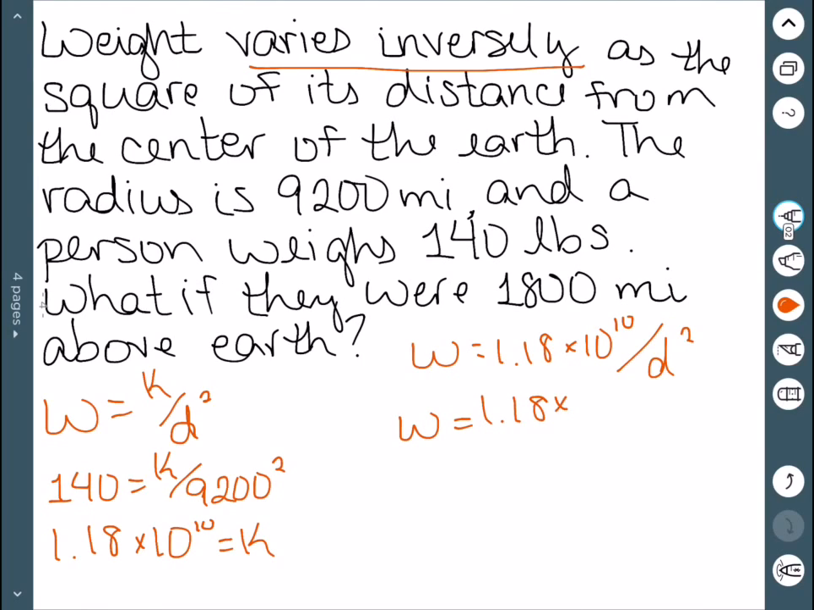For this one, this person is not just at 1,800 miles above the Earth, but from the center of the Earth, they're 1,800 plus 9,200. They're 11,000 miles from the center now. And then we need to square their distance. Doing this gives us the value of 97.93. So as they move up, they're now weighing 97.93 pounds.